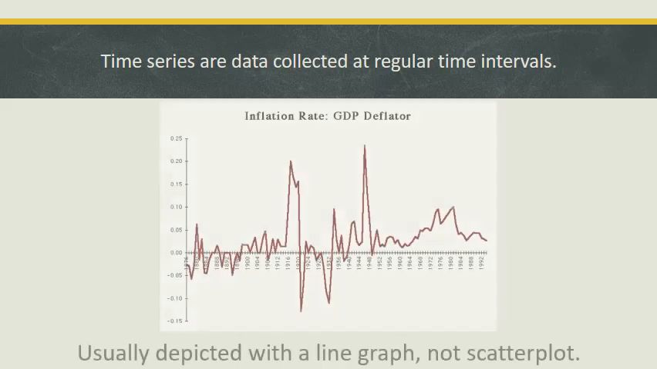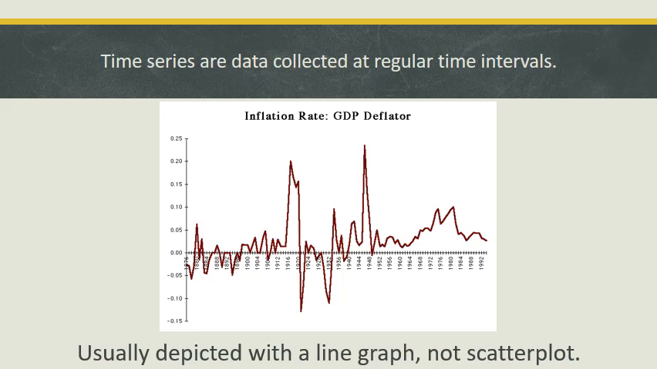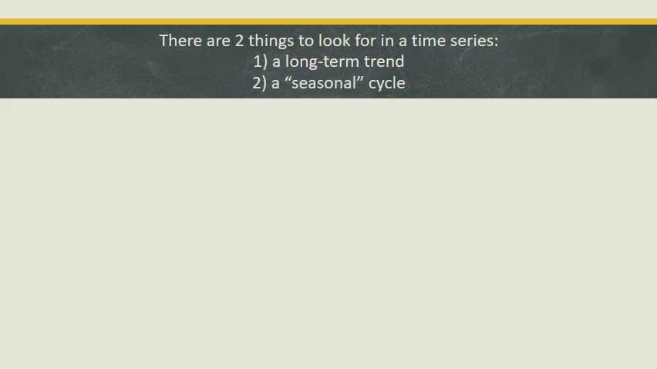The data points are graphed versus time, and it has become conventional to join the points by straight lines. Excel calls this type of chart a line graph. Most people are familiar with these graphs from following the stock market in the news. There are two things to look for in a time series: a long-term trend and a seasonal cycle.